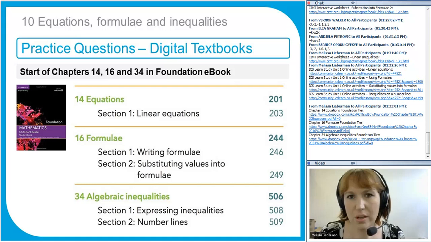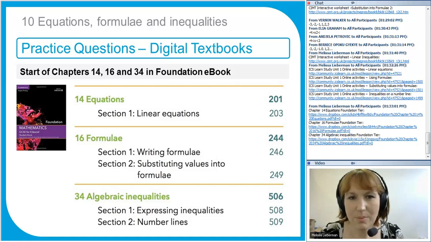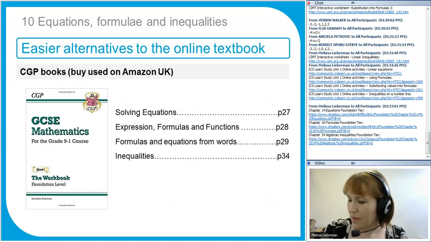For this Unit 1, I just want you to get used to the basics of algebra. And then next lesson I'm going to go on to coordinates. So that's just your first taste of algebra, and we'll go back to it later on. So if you want to try any of those exercises, it's chapter 14, 16 or 34 in the Foundation Tier book. If the textbook is really too hard, I've got that with me today.